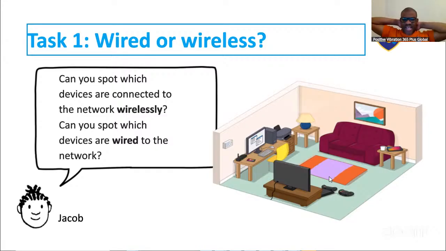Anything else that's connected to the network? The tablet on the table. Is it a tablet? Which one? The table beside the couch on the right side. I think it's a tablet. It looks like a tablet. Yeah, a tablet. How is that connected? Wireless. Good.